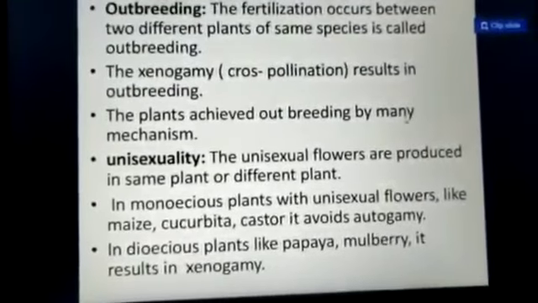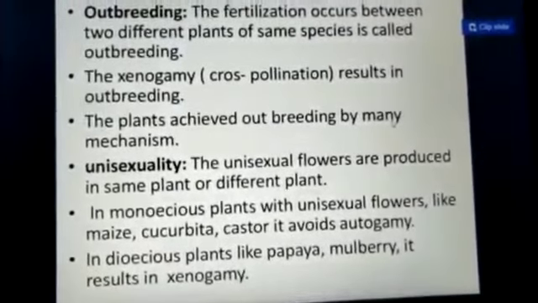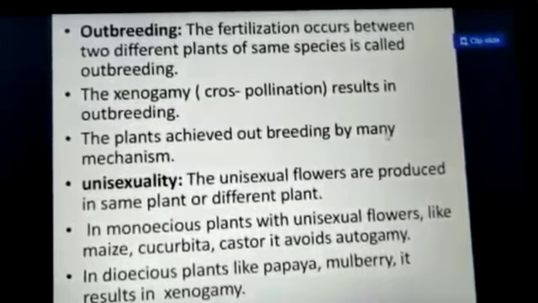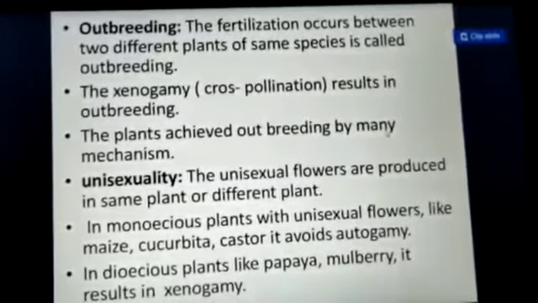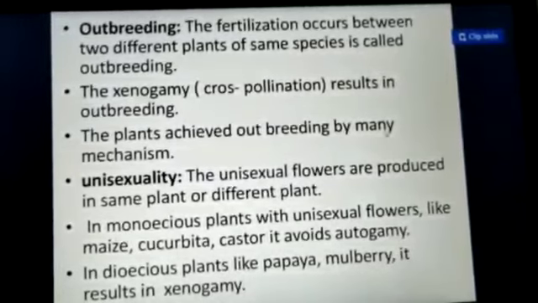Now children, I have just completed the sexual reproduction, basically the fertilization and pollination process. Just prepare the notes and go through this once again.